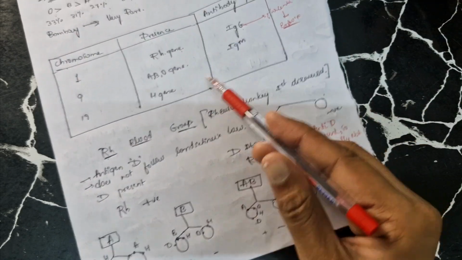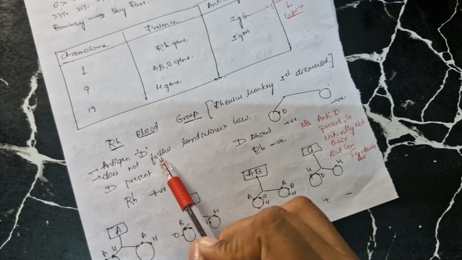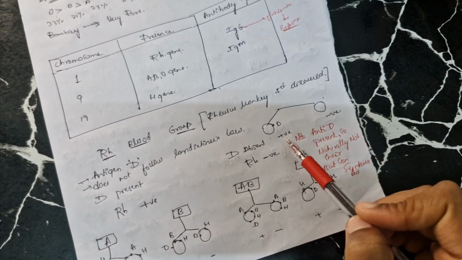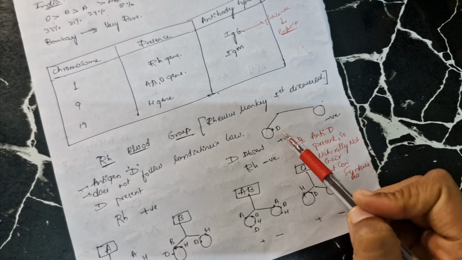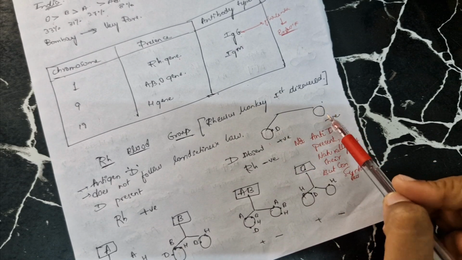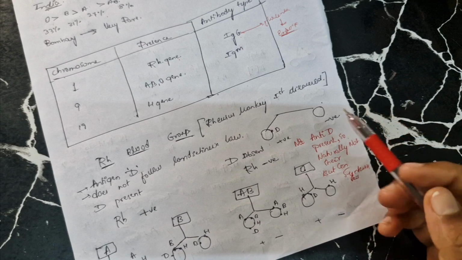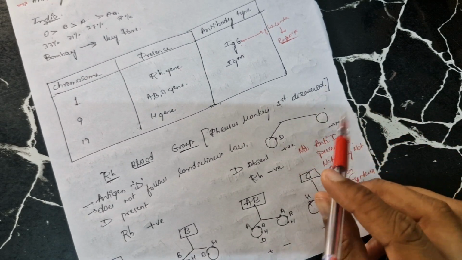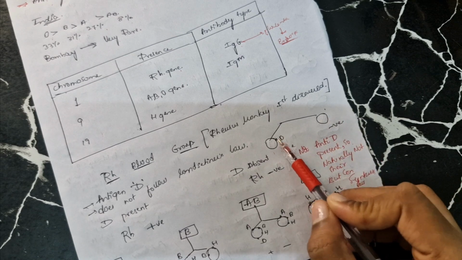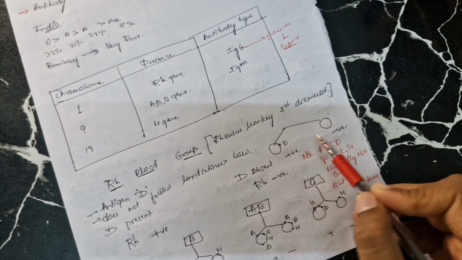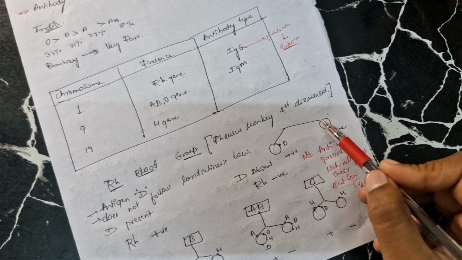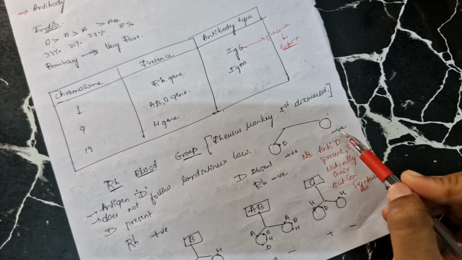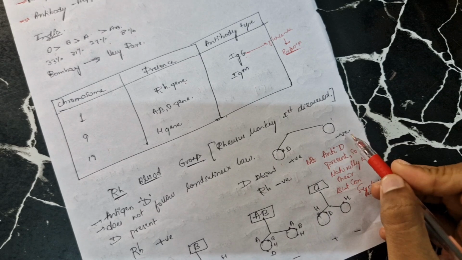Coming to the RH blood group, the antigen will be D. It doesn't follow Landsteiner's law because there are two types, RH positive and negative. RH positive contains D antigen, RH negative does not have D antigen, but there are no anti-D antibodies in the plasma. Landsteiner's law says that if there is no antigen on the RBC, there should be a corresponding antibody in the plasma, but it fails because there are no natural antibodies in the plasma.